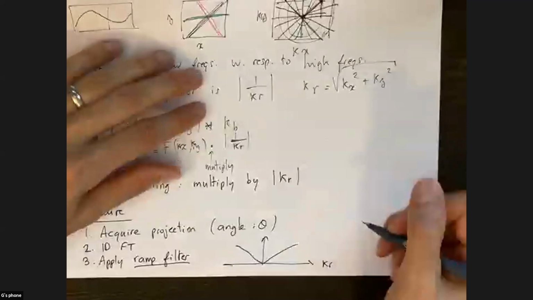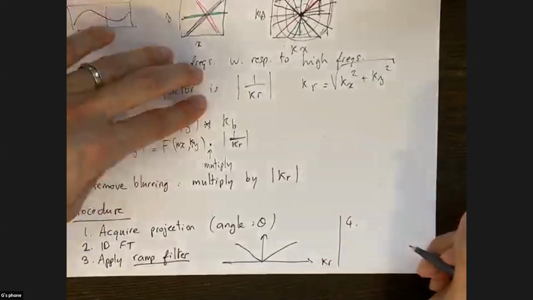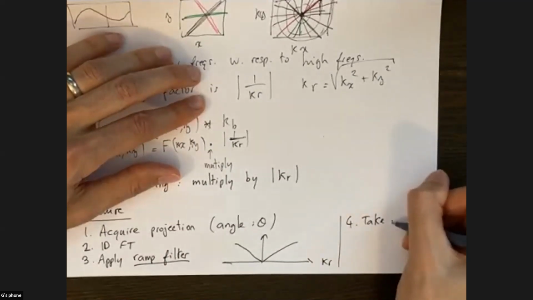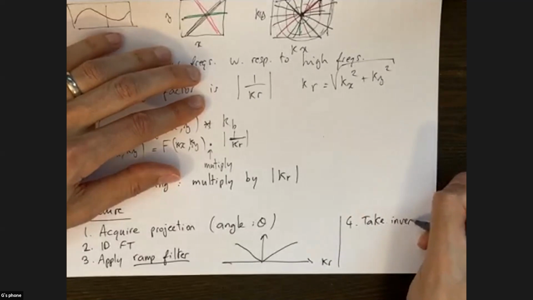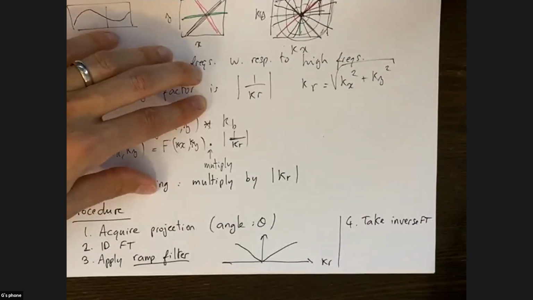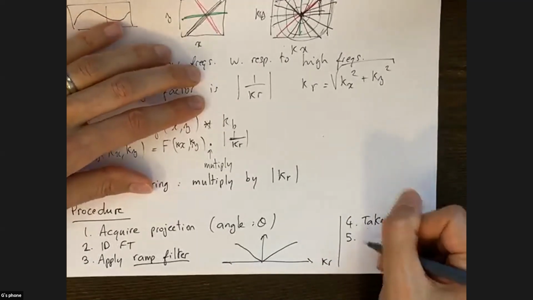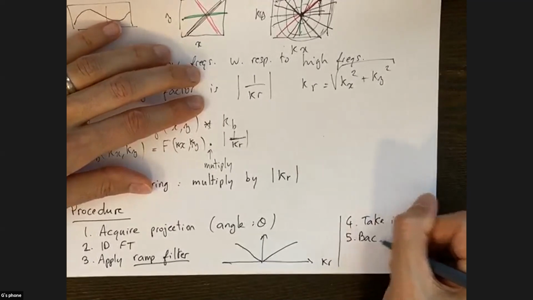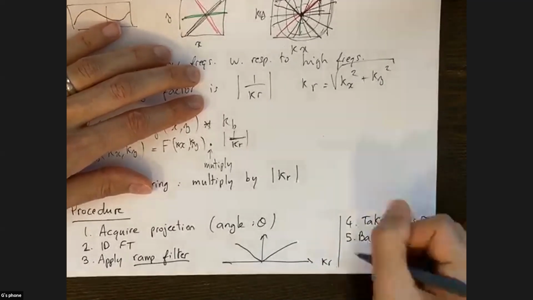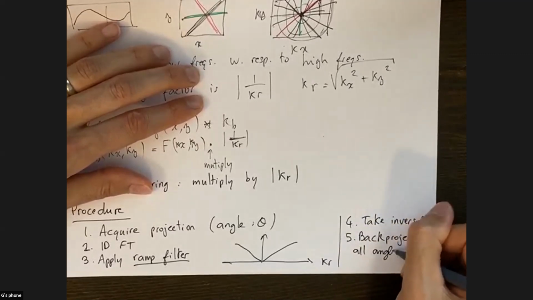And the next step, number 4, would be to take the inverse Fourier transform. So we take the inverse of the Fourier transform. And then 5, we back project all angles.